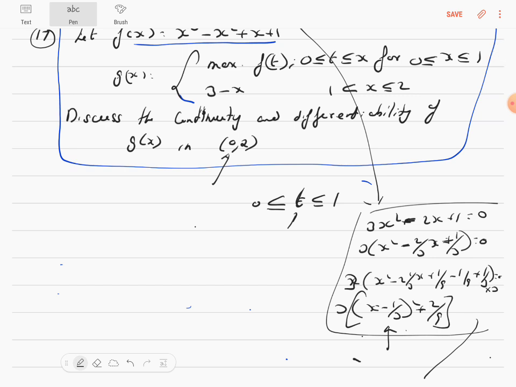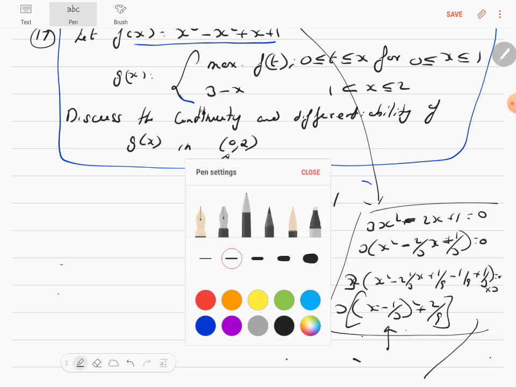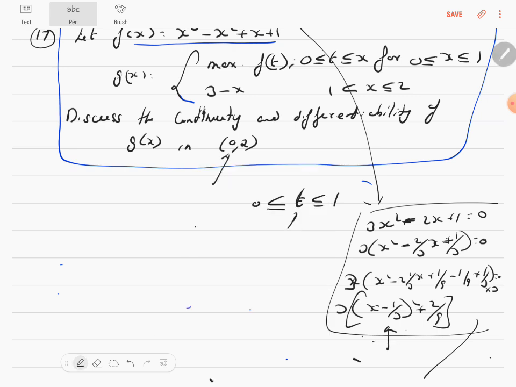So then let's do the left hand limit. Because it ends with 1 and starts with 1, we can see the limit of x tends to 1 from the left and the limit of x tends to 1 from the right. You can check for continuity.